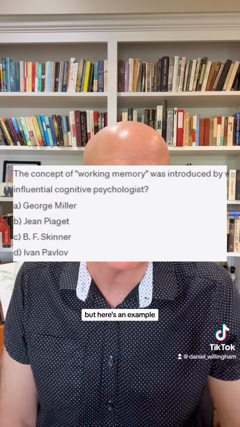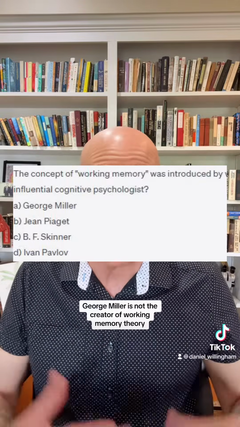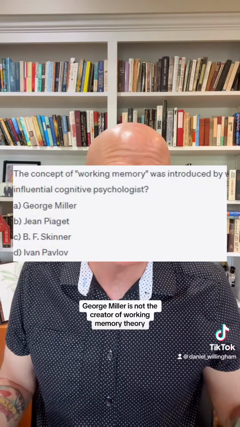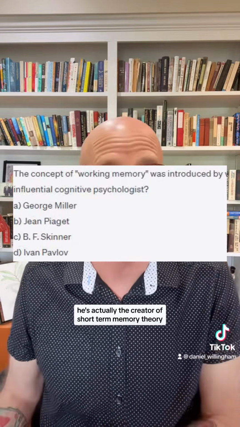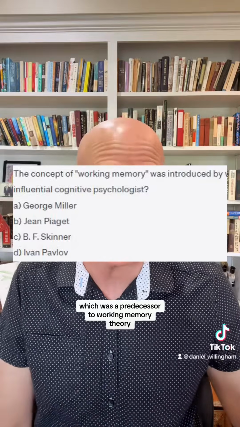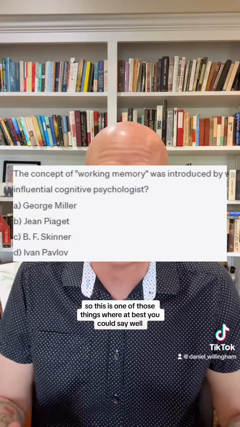This was a minority. There were only a few that were wrong, but here's an example. George Miller is not the creator of working memory theory. He's actually the creator of short-term memory theory, which was a predecessor to working memory theory. So this is one of those things where at best you could say, well, this is the best answer that is available of the four. But if you were a student and got this question, you'd be pissed.